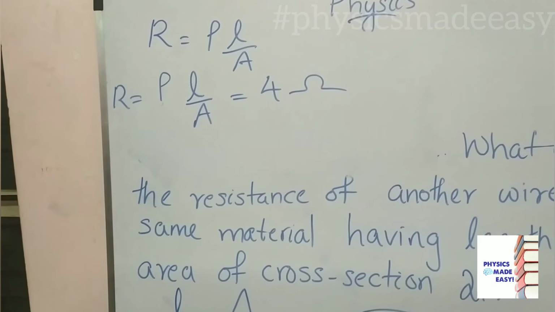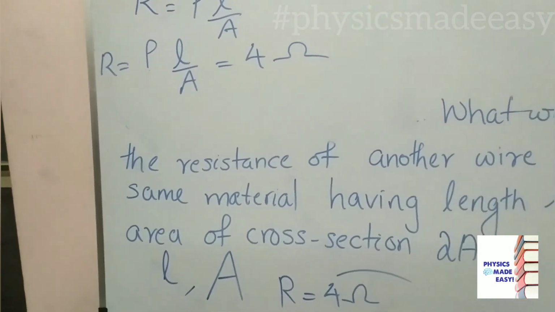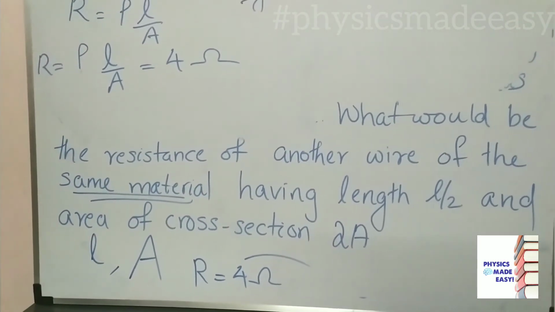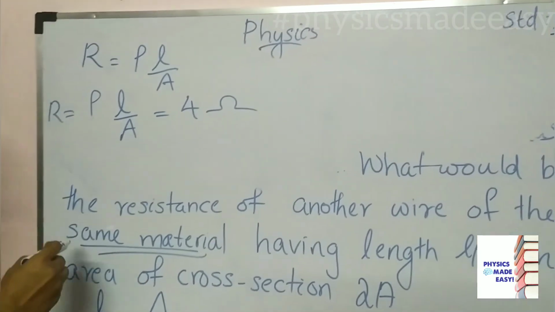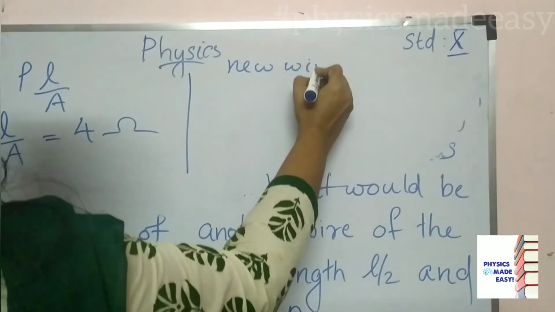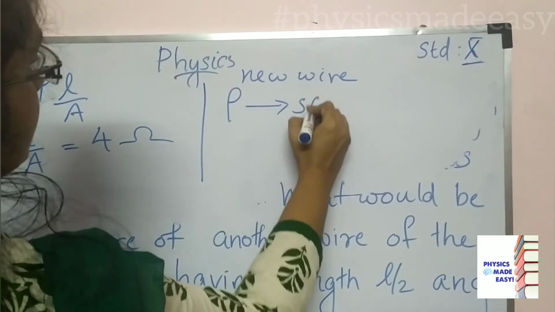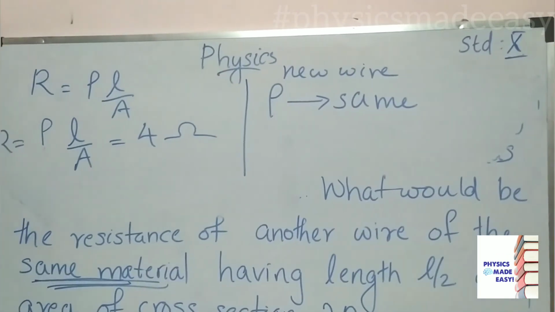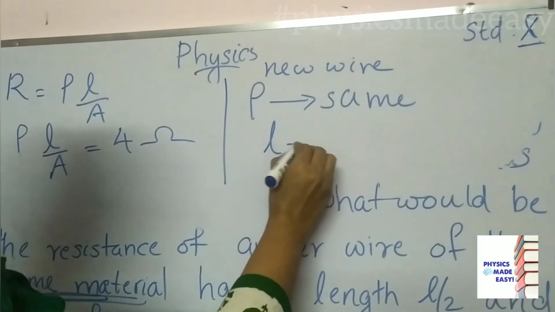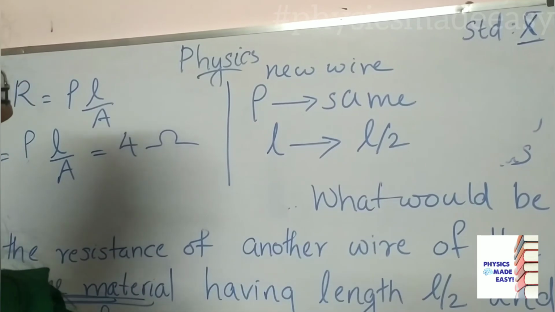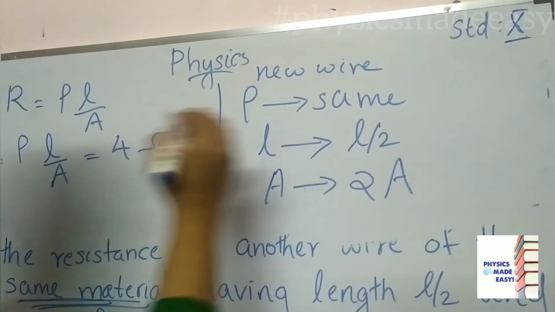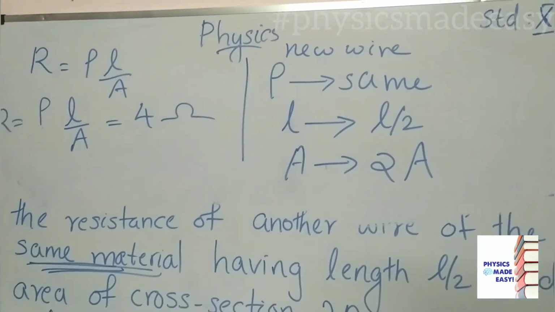Now what you have to find, what would be the resistance of another wire of the same material having length L by 2 and area of cross section 2A. Here this is very important. Same material means for that new wire resistivity will be same. Then here the changes are happening to length and area of cross section. For this new wire, length will be L by 2 and area will be 2A. We have to find the resistance of that new wire.